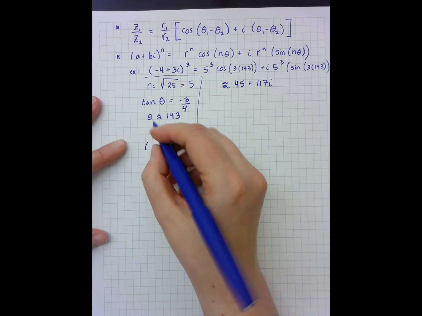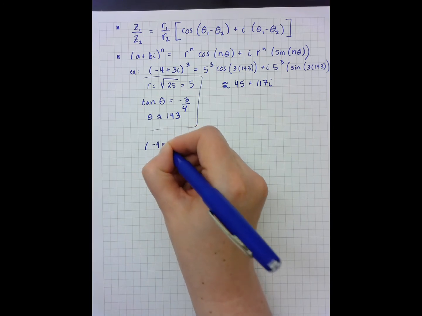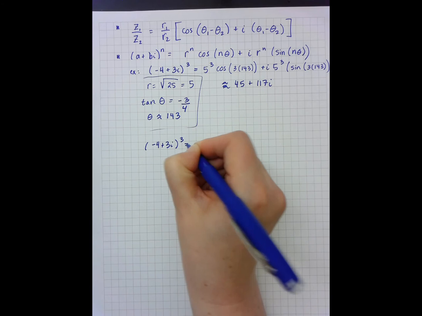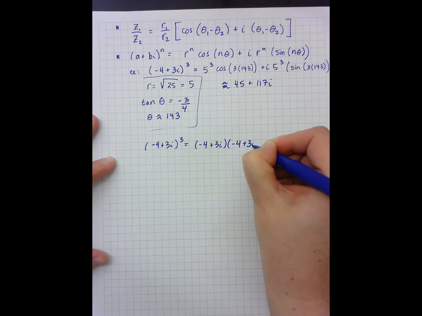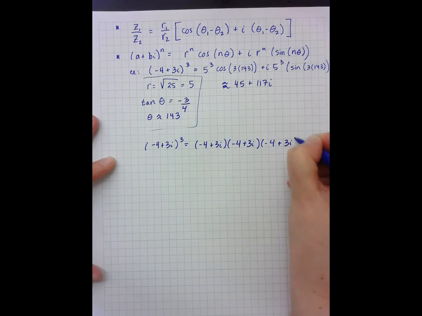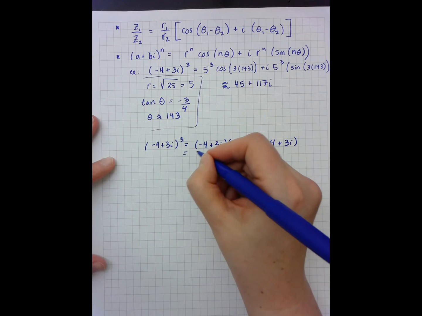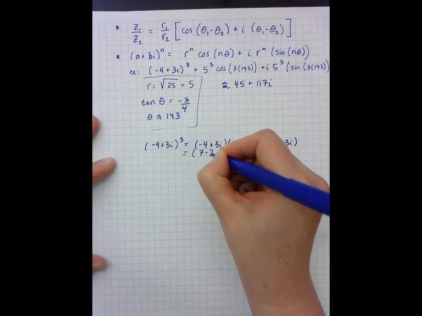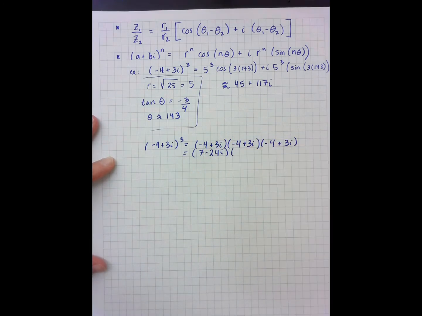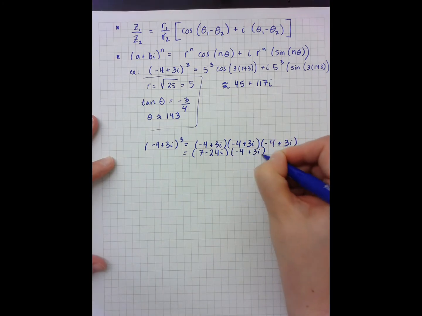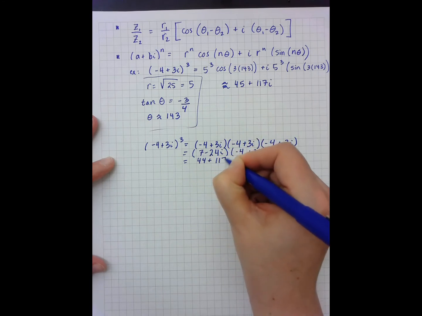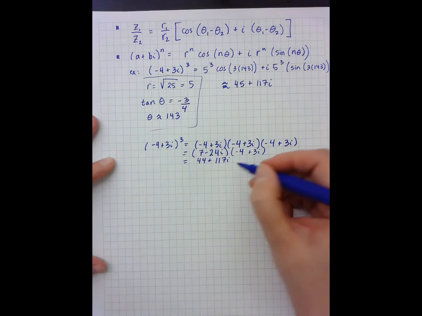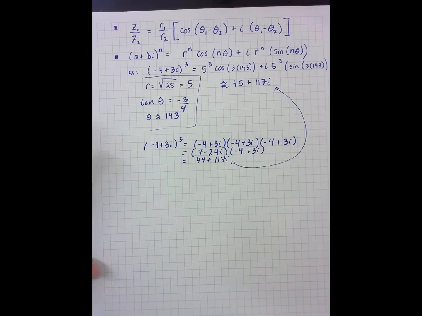Let's see what happens when I have -4 plus 3i cubed. That's going to be -4 plus 3i times -4 plus 3i times -4 plus 3i. Multiplying the first two, I'm going to get 7 minus 24i. You can verify that on your own. And when I multiply both of those, I get 44 plus 117i, which is approximately the same answer that I got above.